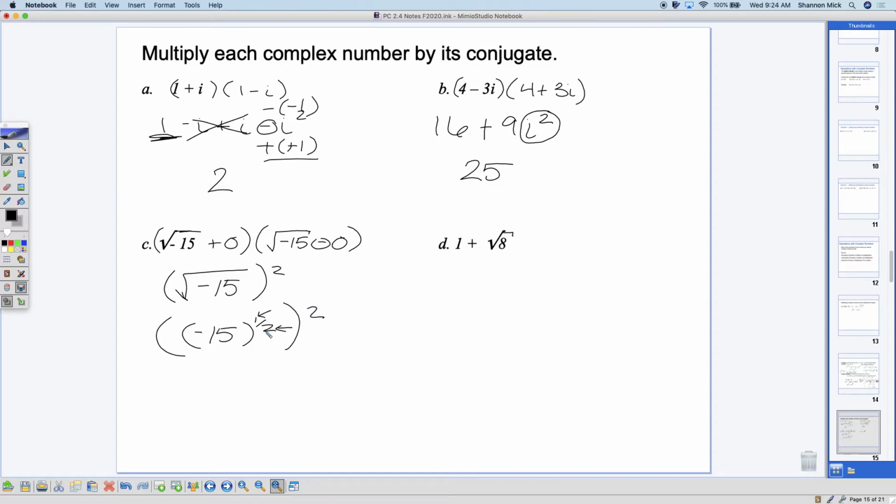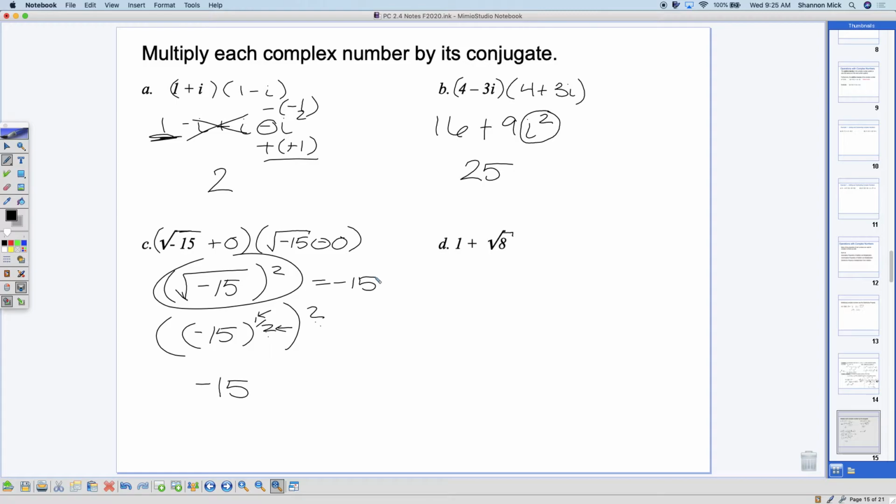When I take a power to a power, what do I do to them? Multiply them. So half of 2 is what? 1. So this is negative 15. When you square a square root, you get what's inside. I wanted to show you that is why. So your answer is just negative 15.